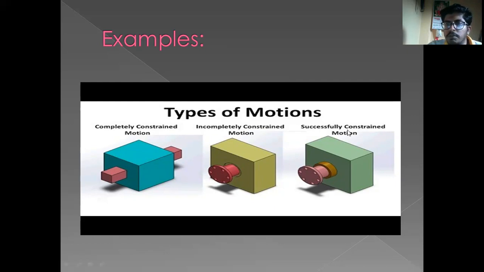The third example is successfully constrained motion. The same example, the movement of a shaft in a circular hole. Here we can see two types of motion: one is reciprocating motion and one is rotary motion. The reciprocating motion is prevented with the help of the collar. So the motion of the shaft in the reciprocating direction is constrained with the help of the collar. That is about successfully constrained motion.